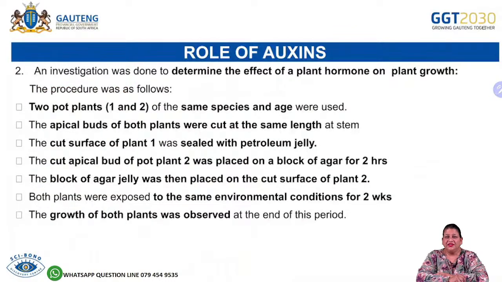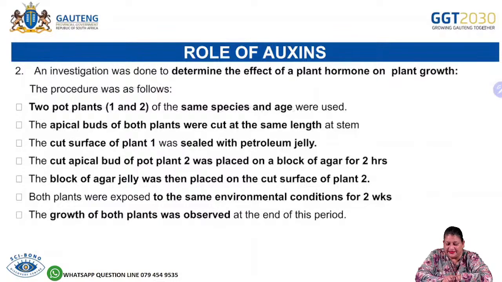Now we go to another investigative question, learners. And this one, take your pencil and underline. What is this investigation doing? Ask yourself, to determine the effect of plant hormones on plant growth. Again, now you're looking at the effect of plant hormones on plant growth. So similar thing. We want to see the hormones' effect on plant growth. Now the procedure was as follows. So this is now another form of a procedure. Okay. So picture what is happening. Two pot plants, 1 and 2, of the same species and age were used. What is significant about that first sentence?